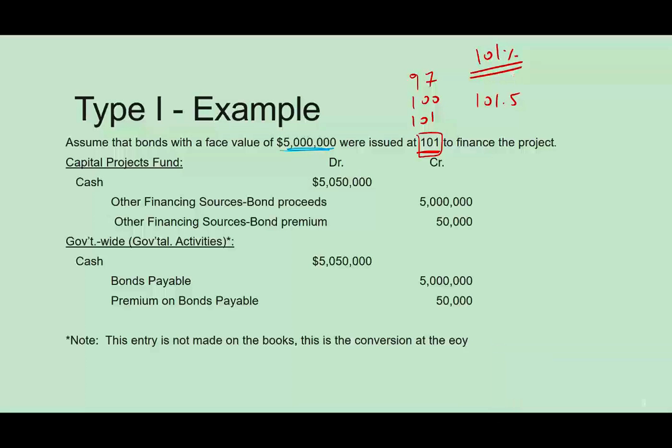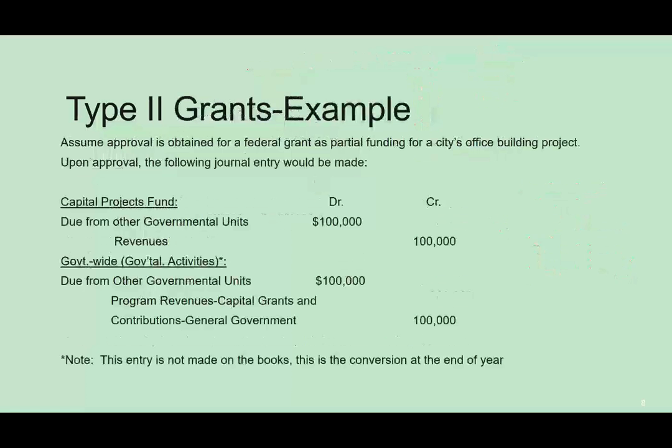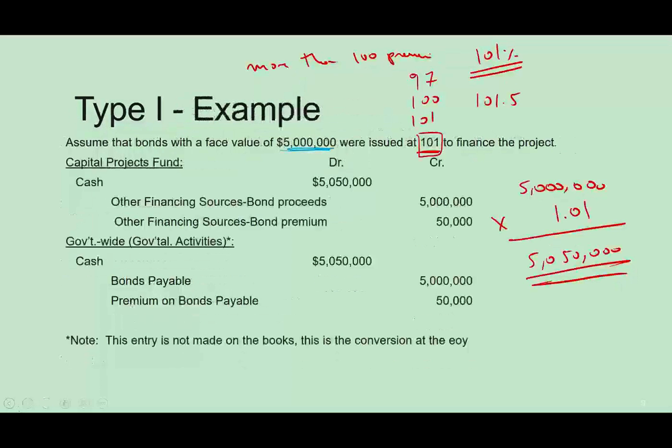So to find out how much we received, we take $500,000 multiplied by 1.01, and that gives us 505,000. This bond sells at a premium. Simply put, anytime the price of the bond is more than 100, it's a premium. Now all we know is it's sold at a premium. All we know is this bond is paying more than the market. That's all we need to know for now.